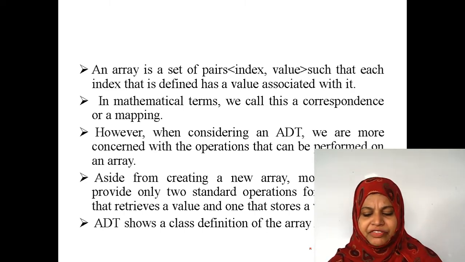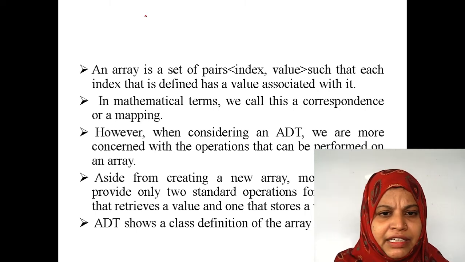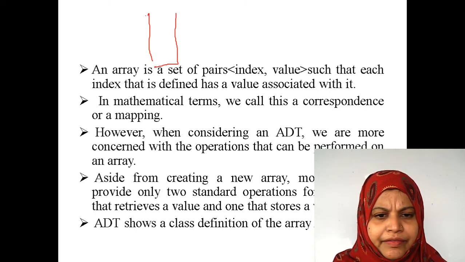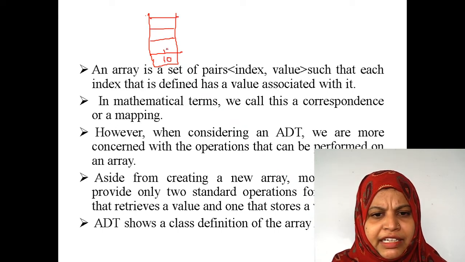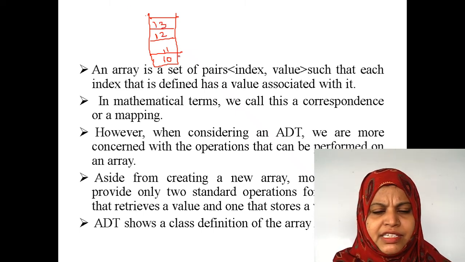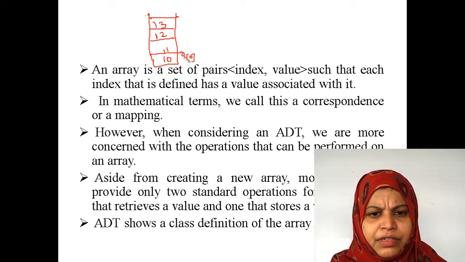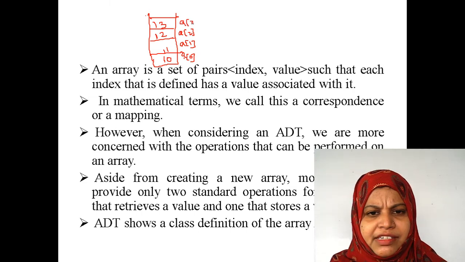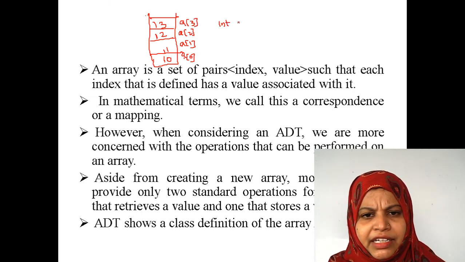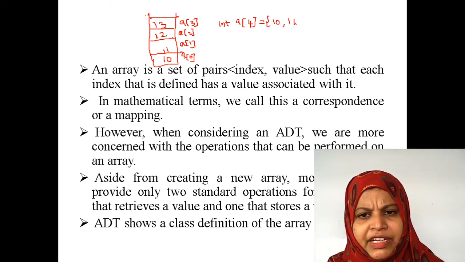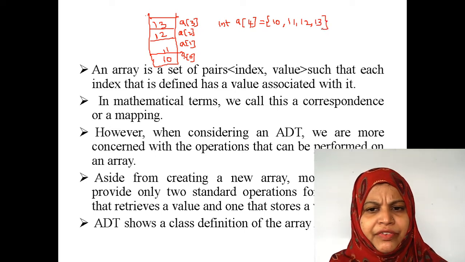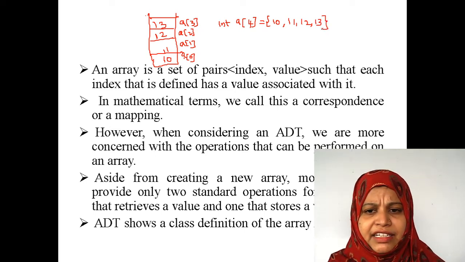How are we going to retrieve the information? See here, for example, this is the array: int A of 4, array size is 4, with the values 10, 11, 12, 13. So this is A of 0, A of 1, A of 2, A of 3. So what type of values does it consist of? 10, 11, 12, 13, right?